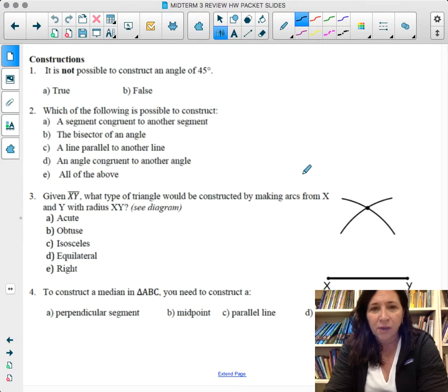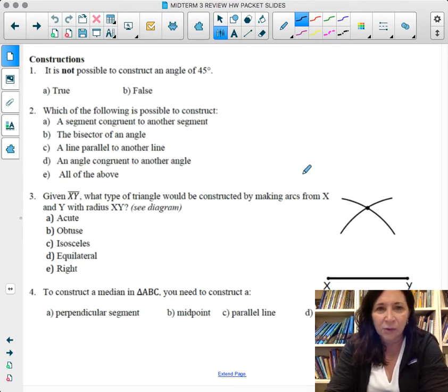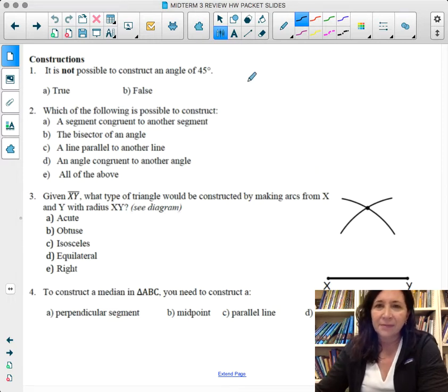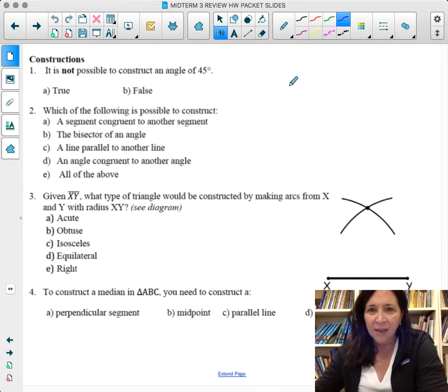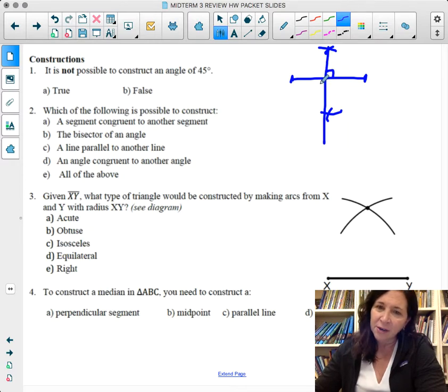So we're going to start with: it is not possible to construct an angle of 45 degrees. Actually, it is. If you're given a line segment and you take a compass, you're going to arc up, arc down, switch it around, arc up, arc down, and then you're going to have this straight line that comes through here. And that's perpendicular, that's a 90-degree angle.